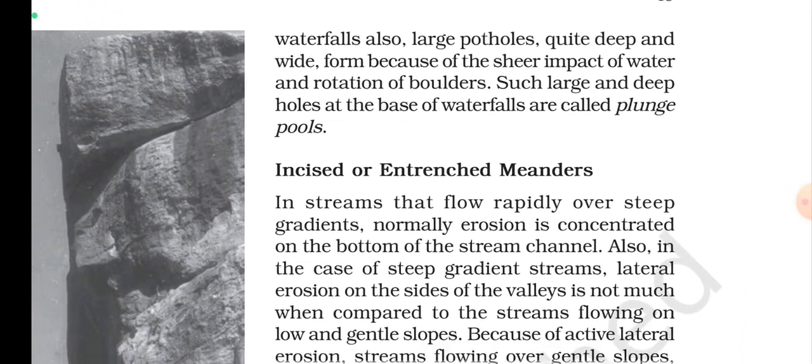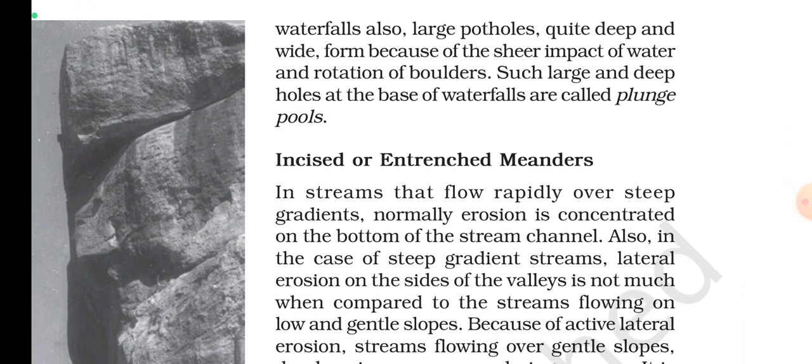At the foot of waterfalls, large potholes, quite deep and wide, form because of the sheer impact of water and rotation of boulders. Such large and deep holes at the base of a waterfall are called plunge pools.